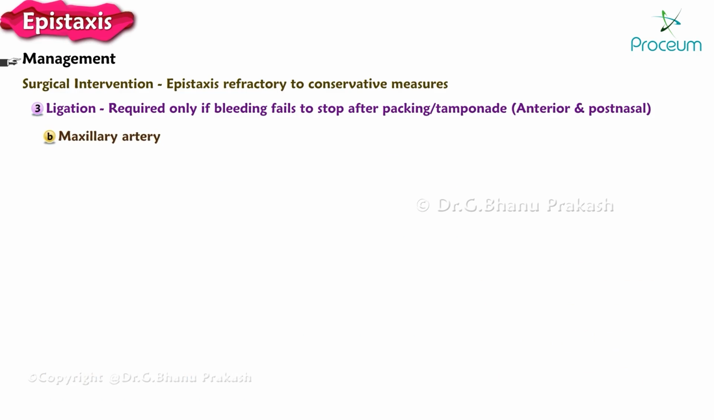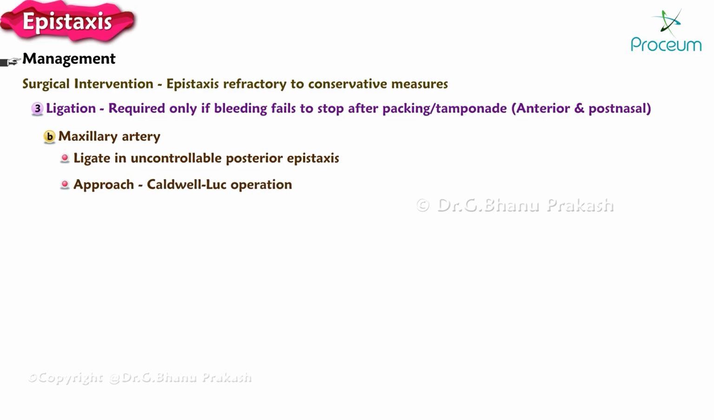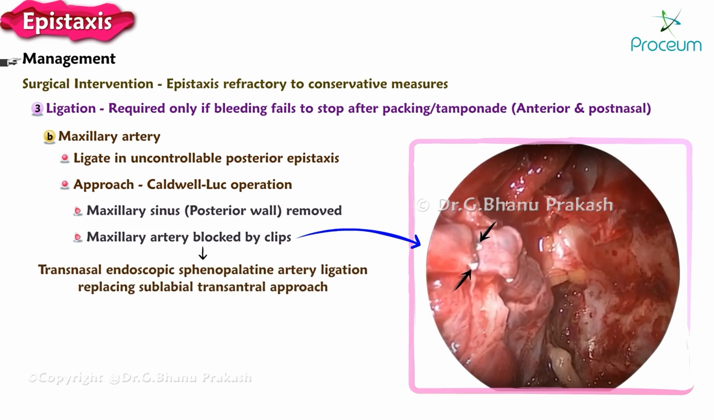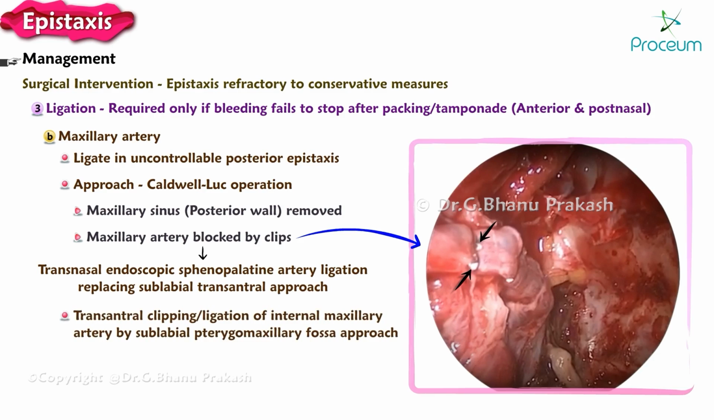B. Maxillary artery. Ligation of this artery is done in uncontrollable posterior epistaxis. Approach is via Caldwell-Luke operation. Posterior wall of the maxillary sinus is removed, and the maxillary artery or its branches are blocked by applying clips. This procedure is now superseded by transnasal endoscopic sphenopalatine artery ligation, replacing the sublabial transantral approach. Transantral clipping or ligation of the internal maxillary artery may be done by sublabial pterygomaxillary fossa approach.